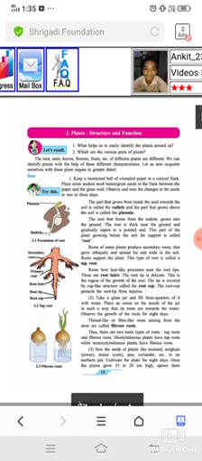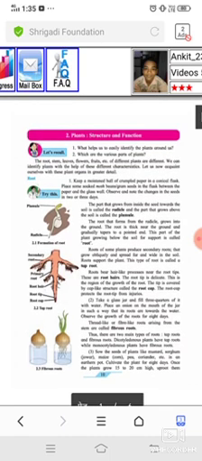The root, stem, leaves, flower, fruits of different plants are different. We can identify a plant with the help of these different characteristics.